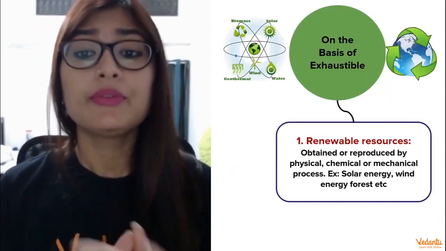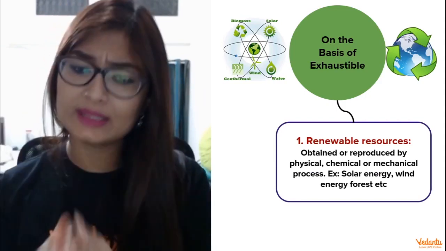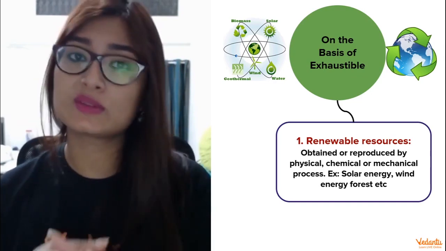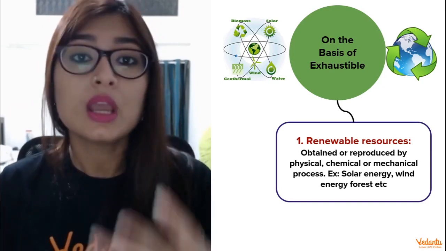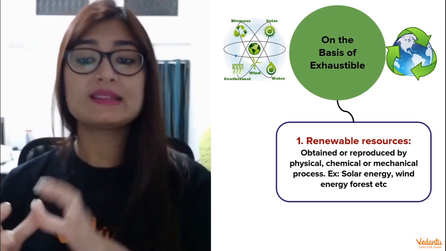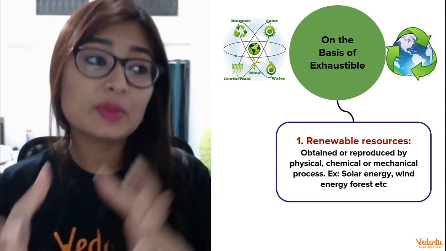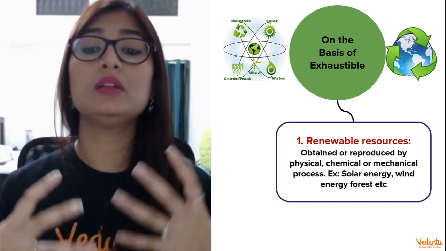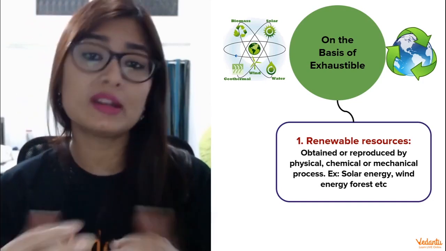Then on the basis of exhaustibility, whether it is going to be everlasting or will it get exhausted. As I told you, there are two divisions. The first one is renewable resources. Now the word in itself is self-explanatory. Renewable: something that can be renewed, something that is old and can be used again in a way. So it must have been used before and is being renewed again. So it is obtained or reproduced by chemical, physical or mechanical processes. Example, solar energy, wind energy, forest, etc.